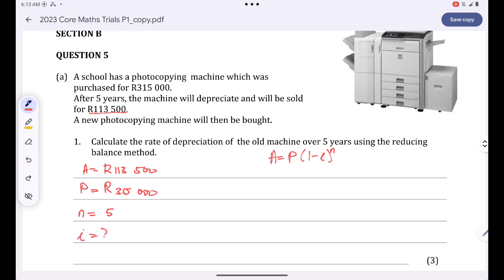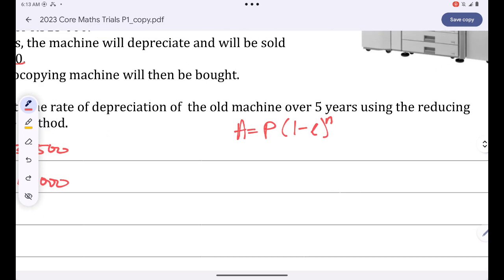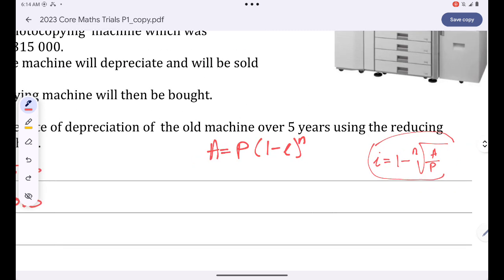We are looking for the depreciation rate. All you have to do, guys, is just substitute. Since we are looking for i, just to avoid making mistakes, I'll make i the subject by saying i is equal to 1 minus the nth root of A over P. This will give me the depreciation. Are you together? But obviously, since there are marks for substituting, I will substitute.